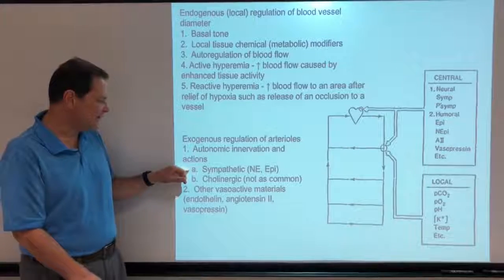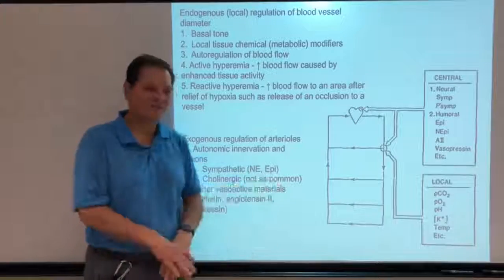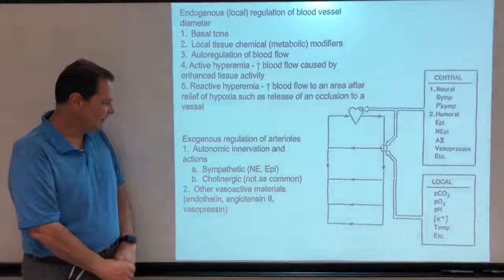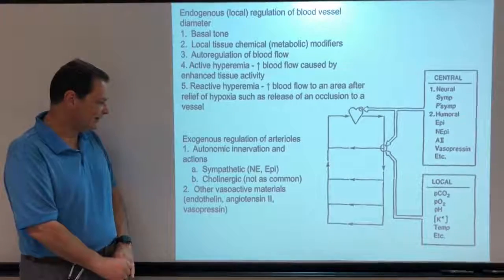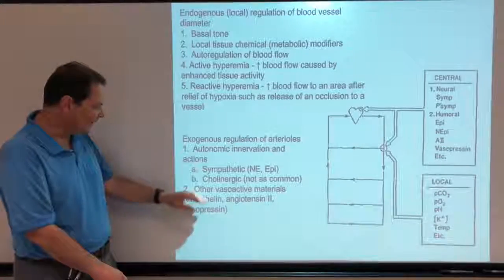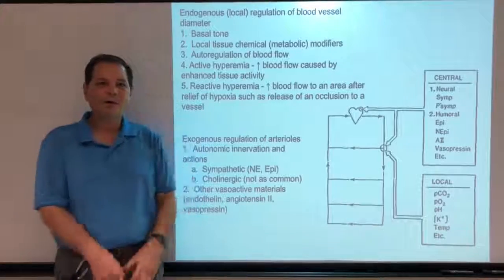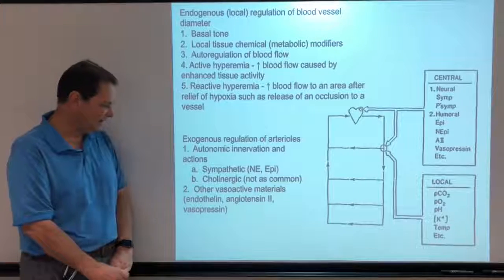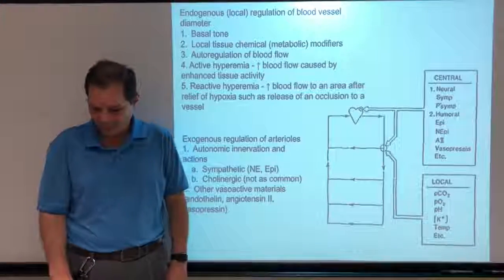But generally speaking, output to the blood vessels is entirely sympathetic. Sometimes you get sympathetic cholinergic, meaning sympathetic fibers release acetylcholine. And on rare occasions, in selected places, you might see a parasympathetic innervation, but not common. And then we have other vasoactive materials: endothelin, angiotensin, vasopressin. These will come up as you move through your lessons. You may hear a little bit from me, particularly when we get into the renal section. You'll probably hear a lot in pharmacology as well.